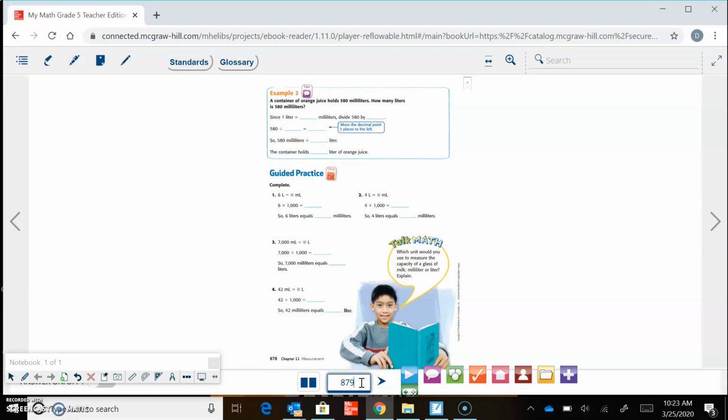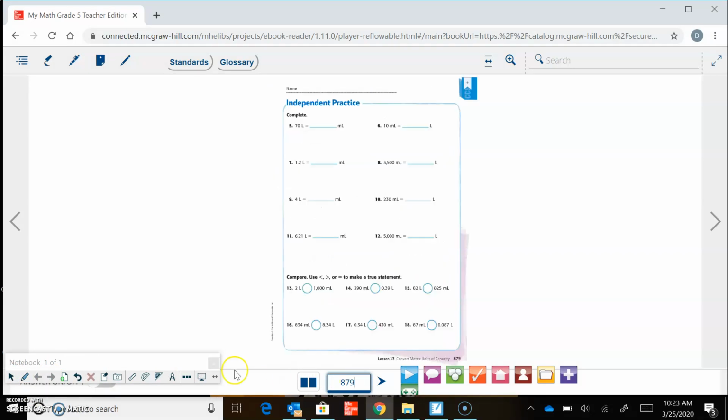Let's just do a couple on the independent practice, and then I will leave you to it. All right, liters, 70 liters is how many milliliters? Liters to milliliters. Horse to fly, multiply. 70 times 1,000 would be 70,000.